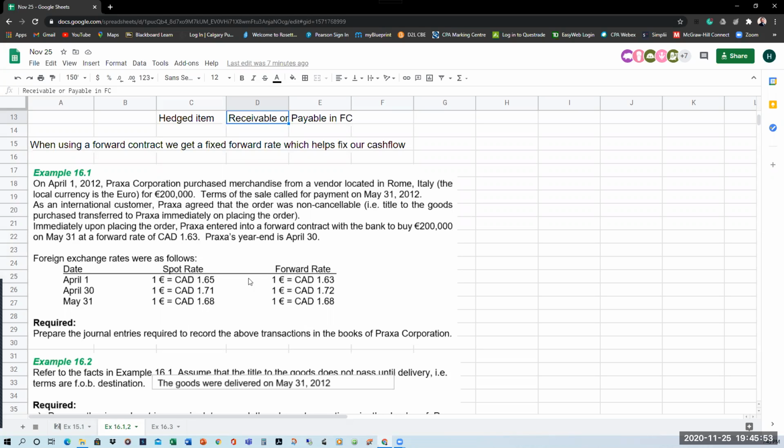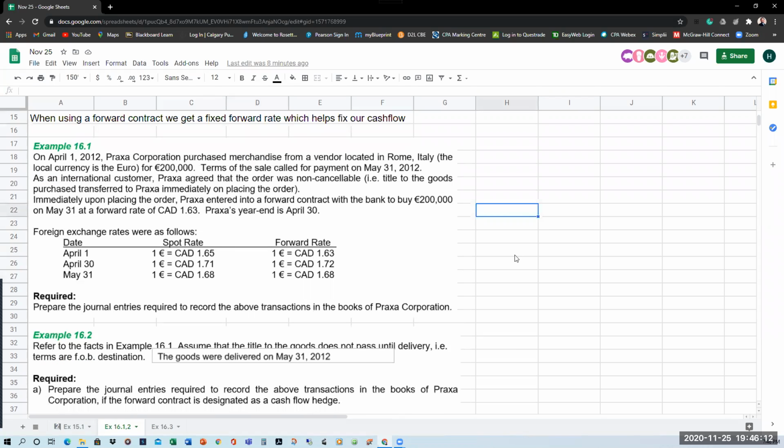So if that were the case, you will typically find the spot rate and the forward rate won't be the same. But over time, as time goes by, the two rates will converge. Okay? So I'm going to take a look at an example to help explain it a little bit better.